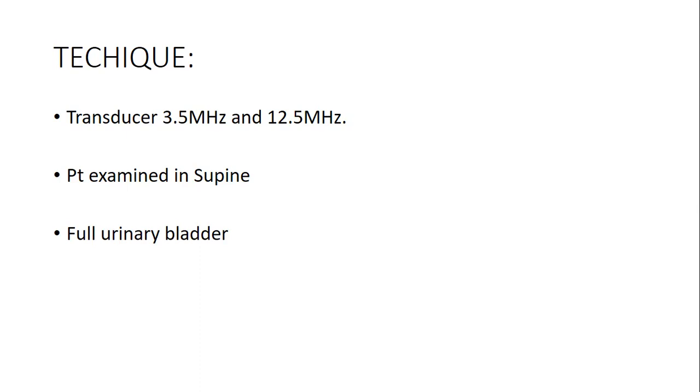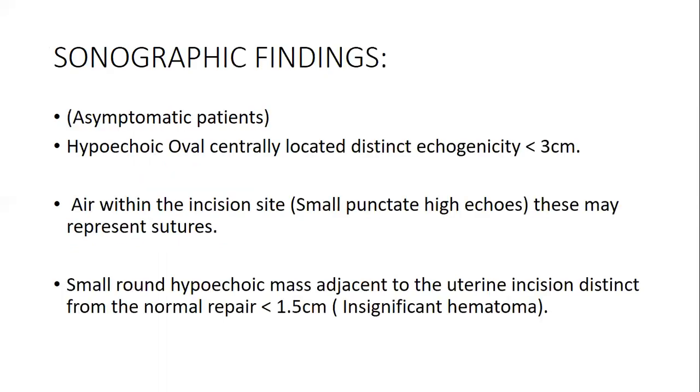The patient can be examined in supine, preferably, and you let the patient have a full urinary bladder. The reason is very simple. You want to appreciate the interface of the anterior uterine wall and the posterior urinary bladder. So this becomes key. As people who are working on ultrasound, I think there is nothing unusual about this.